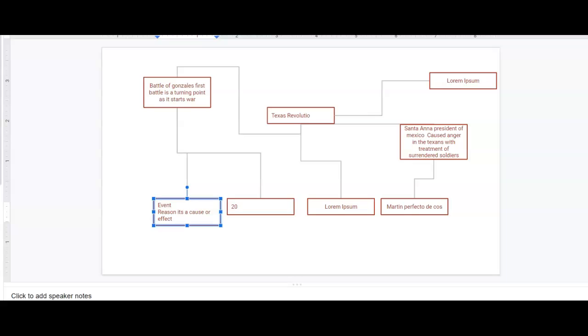We want to make sure that you're putting those reasons in there, you're putting in the cause, the effect, all that sort of stuff. So if you don't put a reason, look up at Battle of Gonzales, first battle, is a turning point as it starts the war. Perfect, done. Over here, Santa Anna, president of Mexico, caused anger in Texans with treatment of surrendered soldiers. Bingo. You could come down to Martin Perfecto de Cos. You could say, failed to prevent San Antonio from being seized, angered Santa Anna, Santa Anna took it personally. Lots of different ways you could do this.